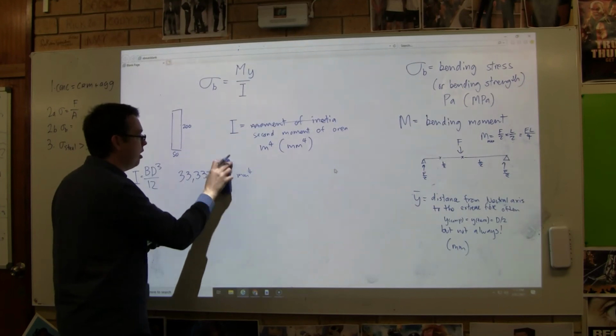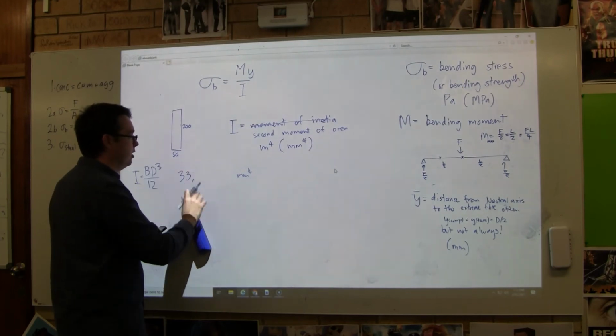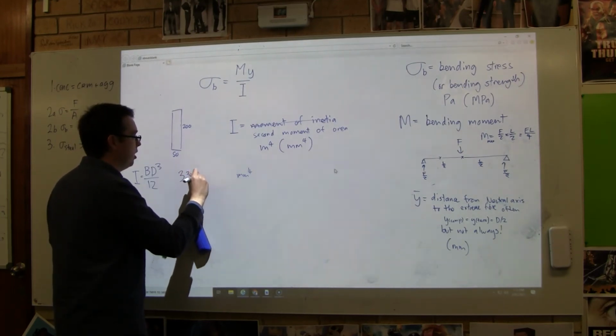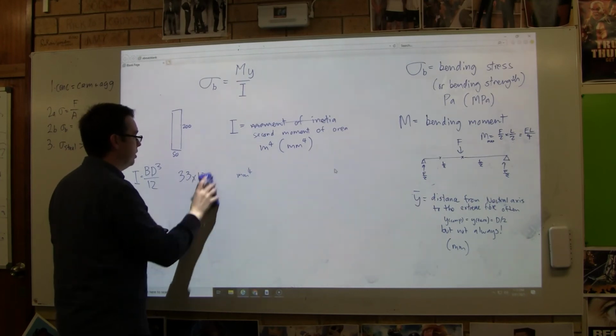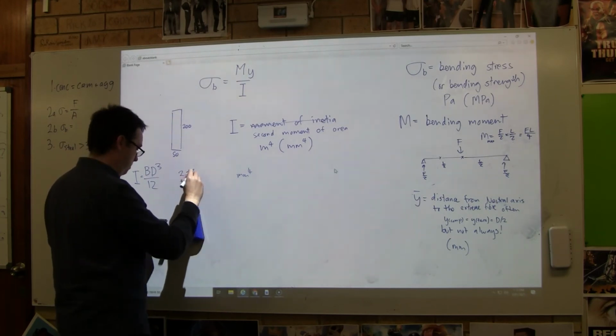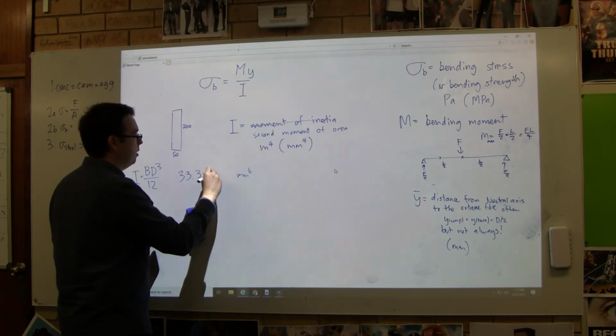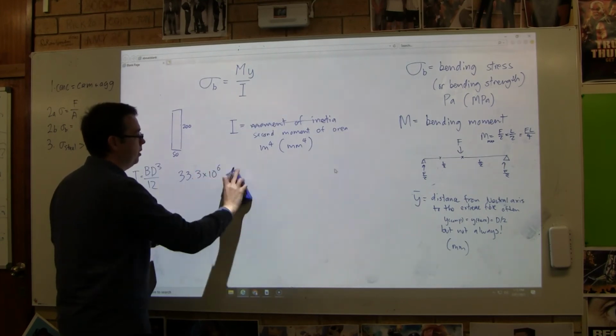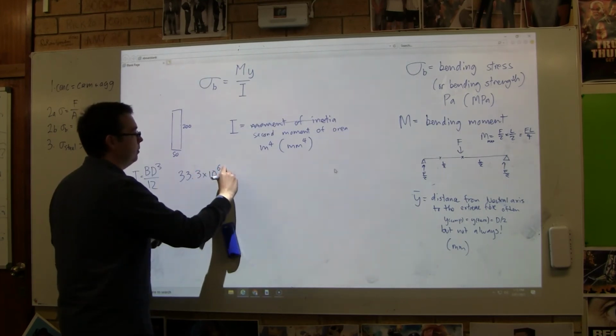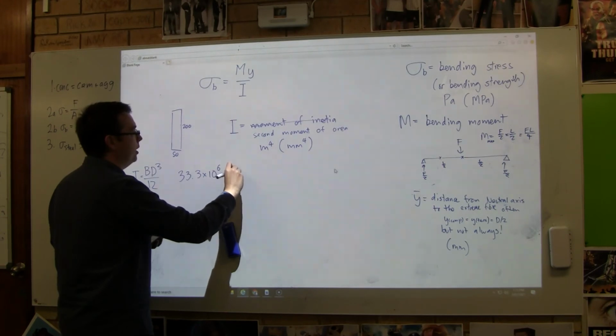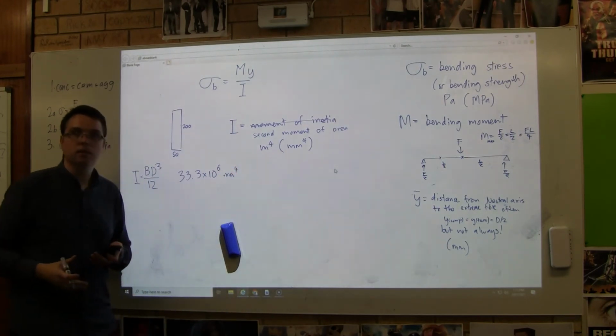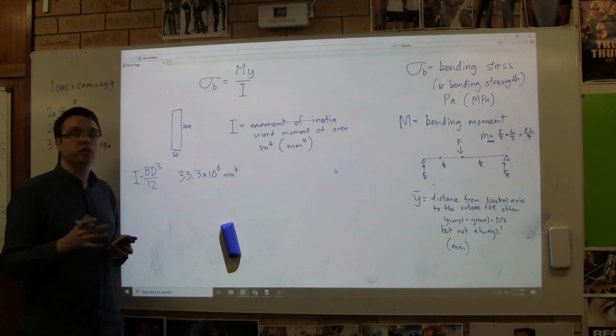But instead of writing that, I'm going to replace those zeros and say instead times 10, well, let's say 33.3 times 10 to the 6 millimeters. So the 10 to the 6 means that it's a million millimeters. And that's really convenient for us, right?